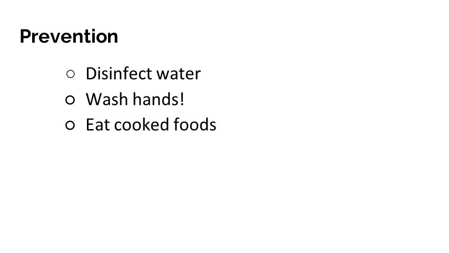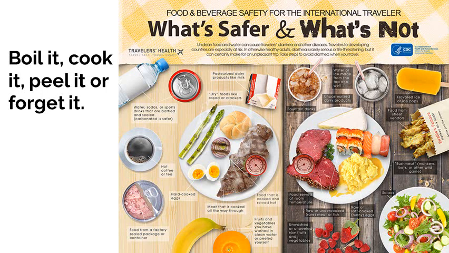And then one final word on prevention: disinfect your water. Make sure you're drinking clean water. Wash your hands, so that will break the fecal-oral contamination, and encourage others to do the same. And then finally, you want to eat cooked foods, so you're not being exposed via the food you're eating. The famous phrase is boil it, cook it, peel it, or forget it if you are traveling in an endemic area with traveler's diarrhea. Here is a good example of foods on the left side that are recommended, and foods to be cautious of or to avoid on the right side, as by the CDC.